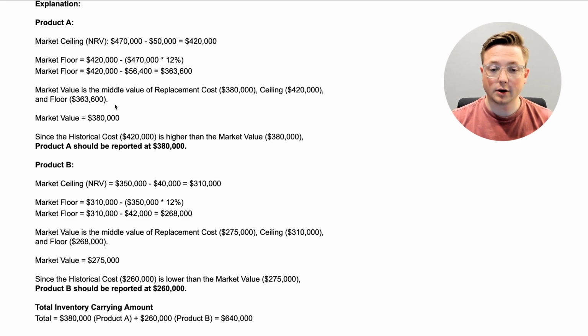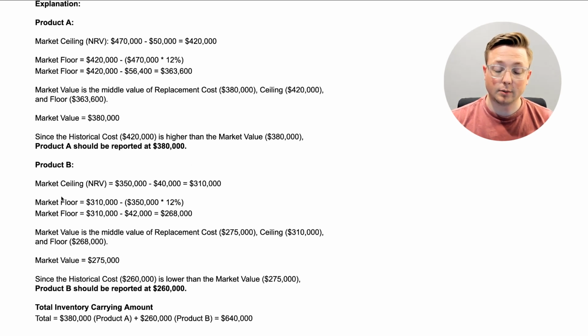So now we know that for product A. Let's go to product B. Again, we have to figure out the ceiling, which is the net realizable value, which is the selling price less any costs that were expected to get it ready for selling and things like that. So that's $310,000 because $350,000 less $40,000 is $310,000.